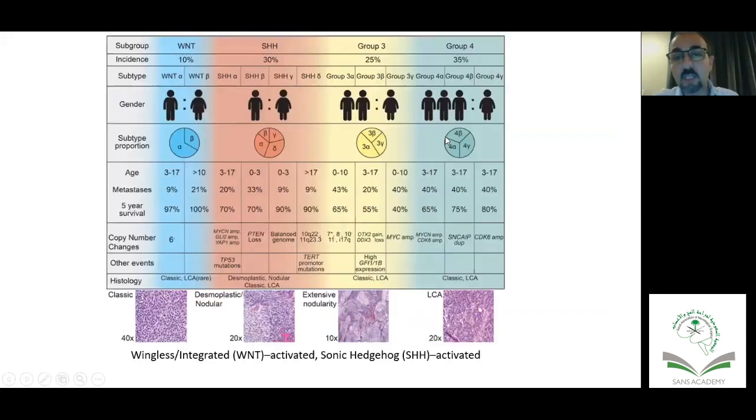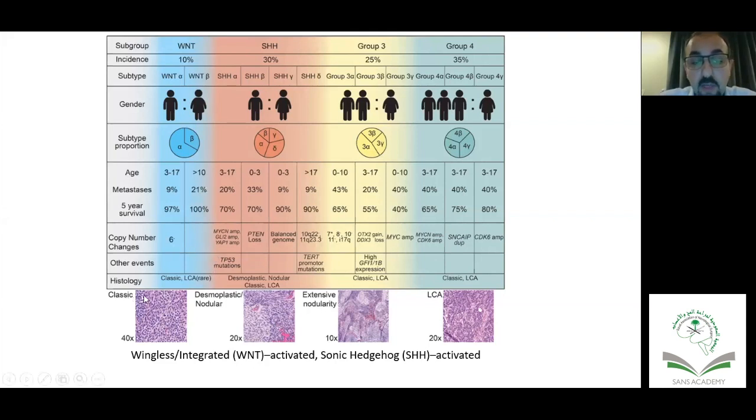A summary in this really nice slide shows you the different types. We call it wingless integrated, WNT. Remember: wingless integrated activated group, Sonic Hedgehog SHH activated, group 3, group 4. WNT is the least common, about 10%. This one is in the older age group, above 10. Their survival is the best here. They are only 10%, but they have the best survival. The case I'll show you may be in this group, which is why they have really good survival, although based on the old system of risk assessment, it's poor. But I think if we had done the WNT testing, it could be positive, and that would explain the good survival.